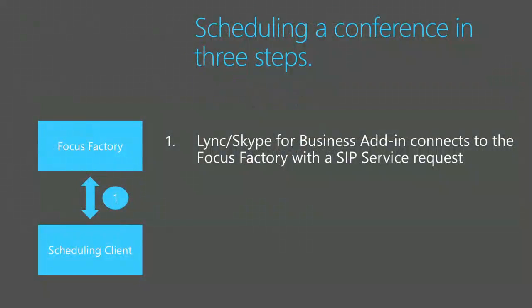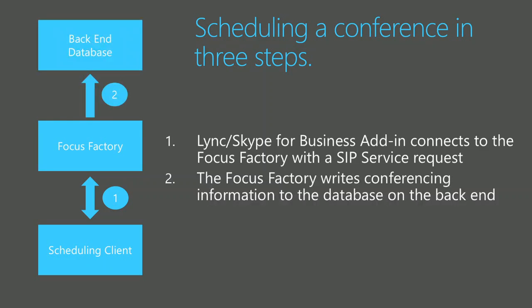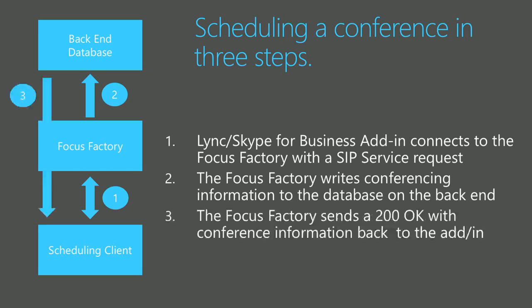So let's repeat what actually happened when we scheduled the meeting. The scheduling client, that would be the Outlook plugin, talks to the Focus Factory. The Focus Factory then writes the meeting to the backend database that will then reply back to the client with a 200 OK message and the information that we saw earlier with the expiration date and so on.